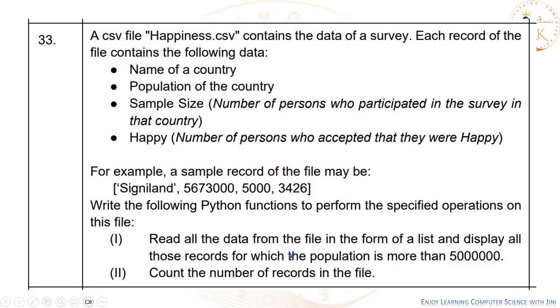You have to write the following Python functions to perform the specified operations. Read all the data from the file. You have to read all the data from the file in the form of a list and display all those records whose population is more than 50 lakhs. Then the second part is count the number of records in the file.